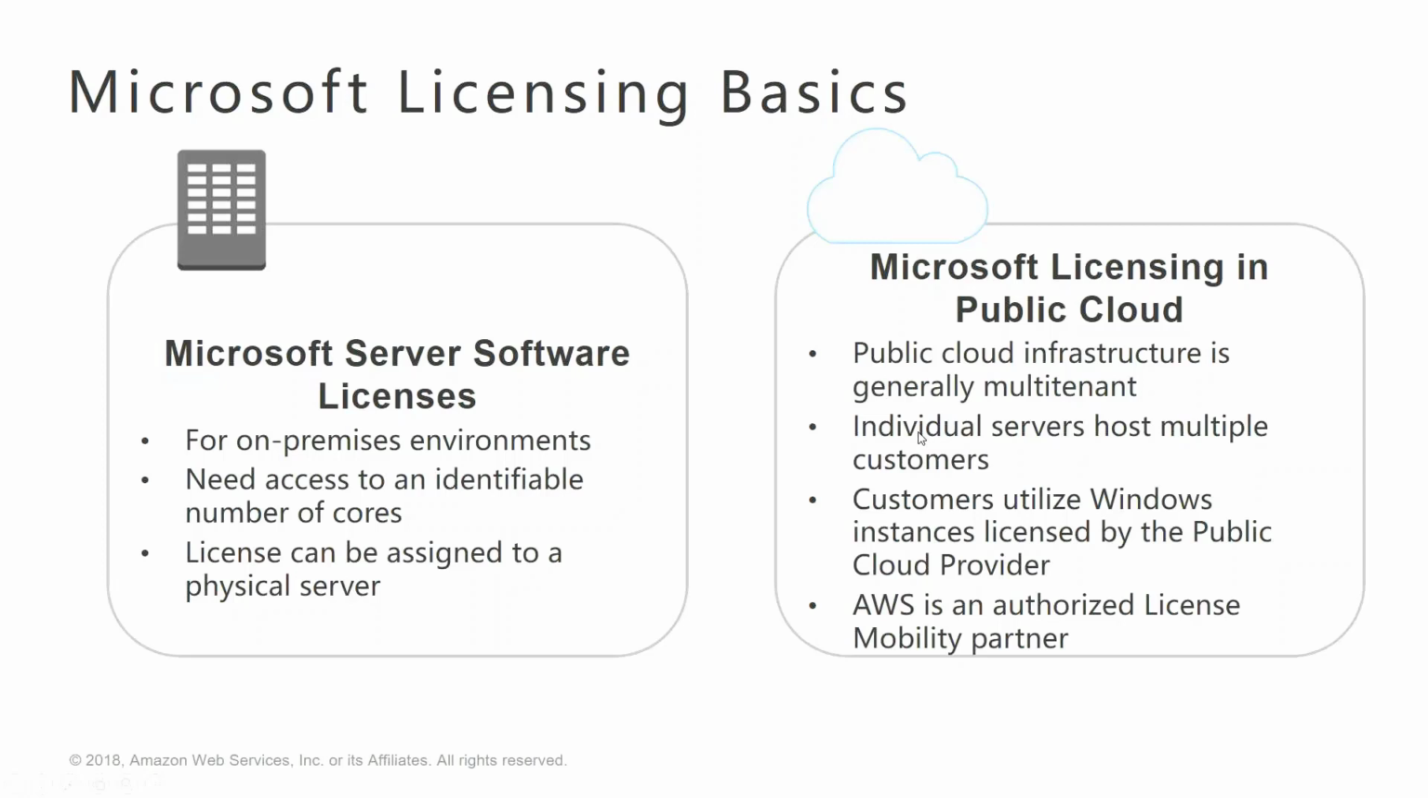So how do you do that Microsoft licensing in the public cloud? Because of course, the public cloud is generally going to be a multi-tenant environment, meaning the same physical server is going to host multiple customers. So one way to utilize Windows licenses in the public cloud is to get the license from the public cloud provider. And AWS is a Microsoft Gold partner, and we can provide those licenses. Now, what's also going to be interesting as we go through this today is that we're also an authorized license mobility partner. And so I'm also going to show you, in addition to getting licenses from AWS, how you can bring those licenses to AWS.